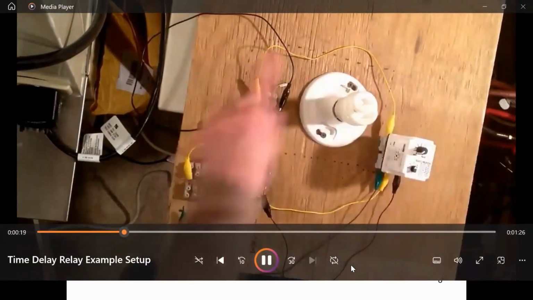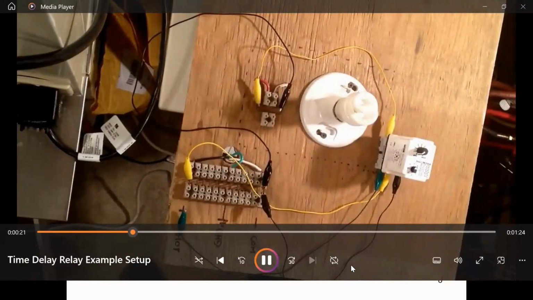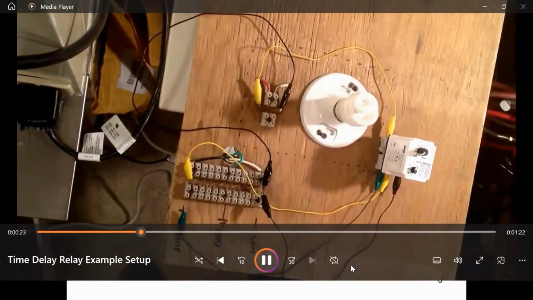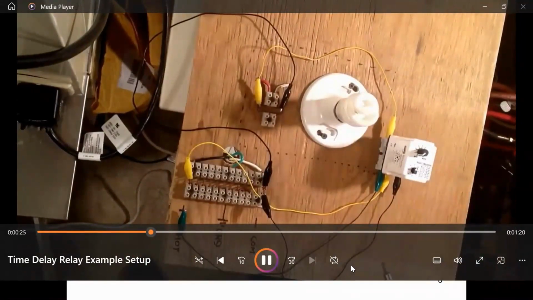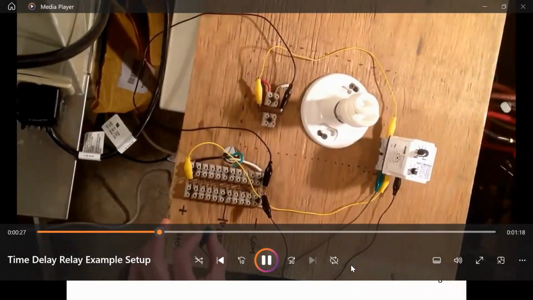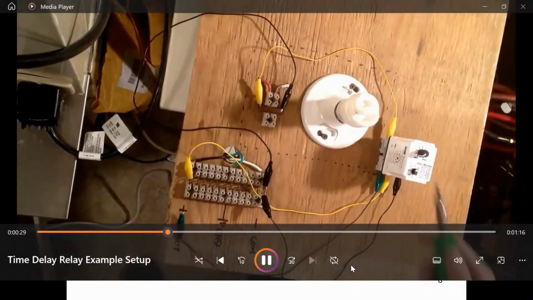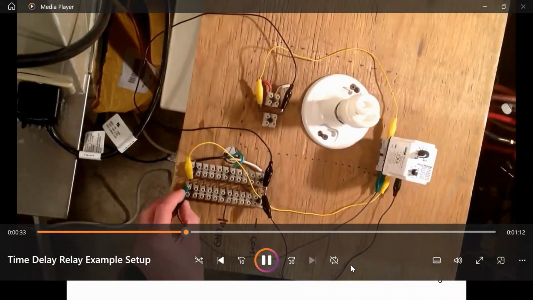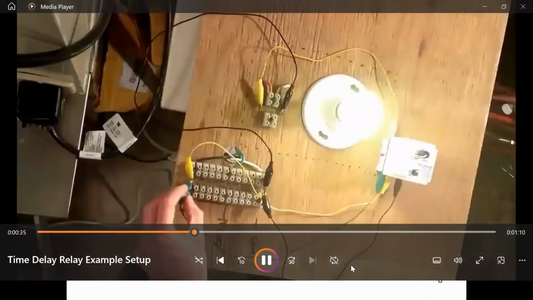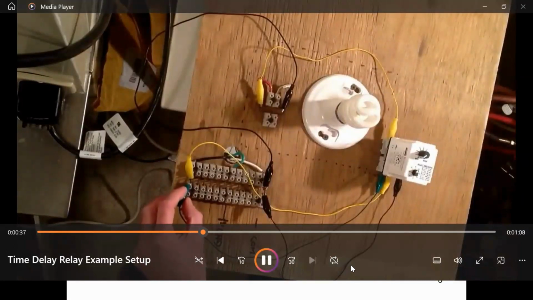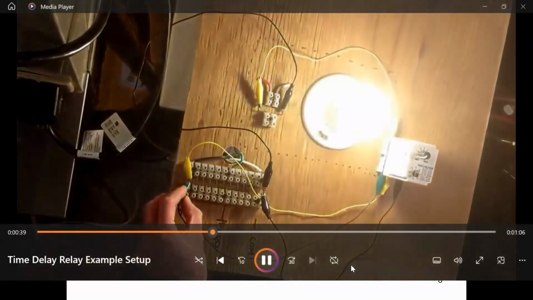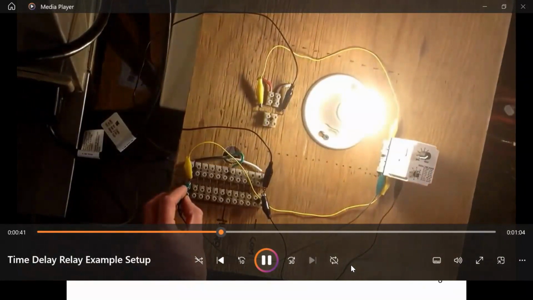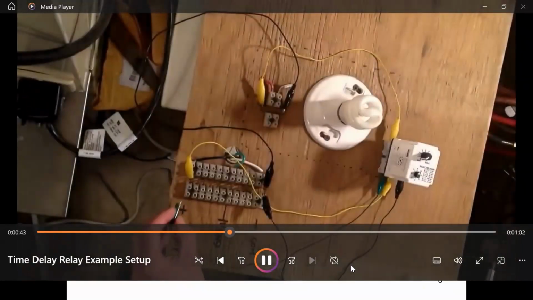It's currently connected in a normally open format, hence the bulb is off. Right now I have it set to immediate relay, meaning every time I touch the trigger wire to power, it will turn the bulb on. I'm going to do this a couple times to demonstrate. So touching the trigger wire to power, boom, immediately the light bulb turns on. If I hold the trigger wire to power, the light stays on. Take the wire away from power, the light turns off.